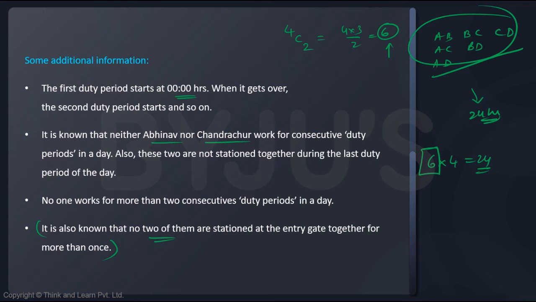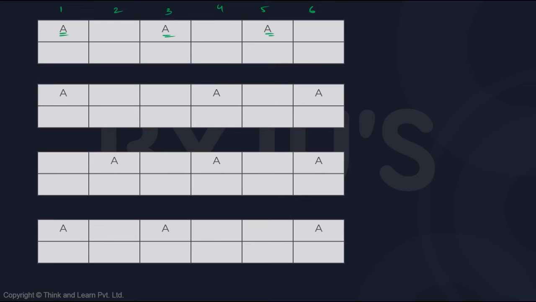Now what else is given to us? It is also given that these two are not stationed together during the last period of the day. So it means wherever there is A at the end point, it cannot be C. But if it is not ending with an A, then C may be there. C may or may not be there. But remember, all 6 of them are AB, AC, AD. Similarly, BC, BD, and CD. So we have to get AC somewhere.